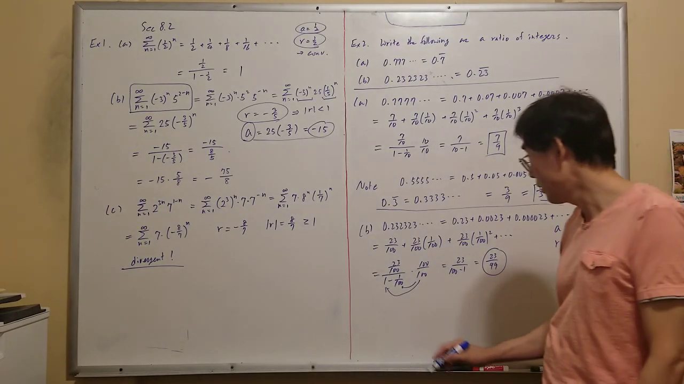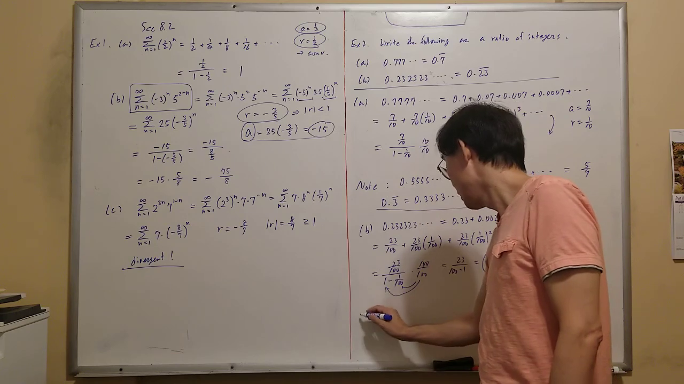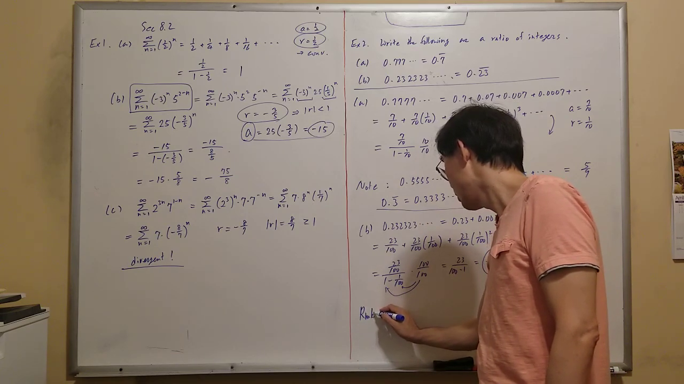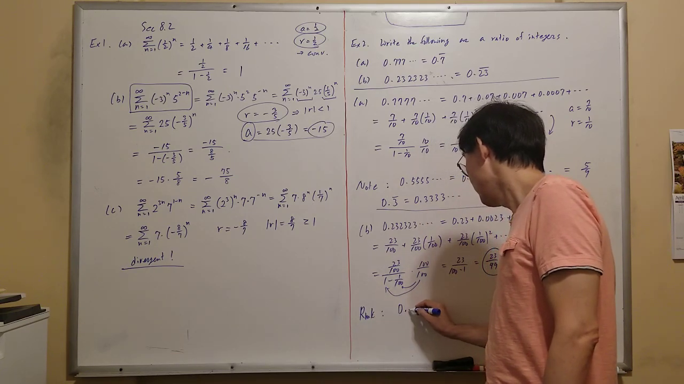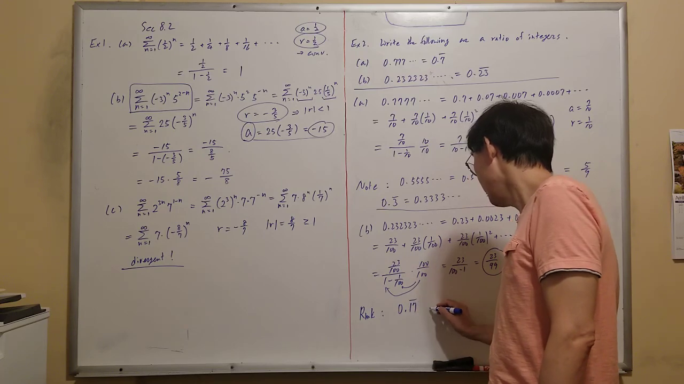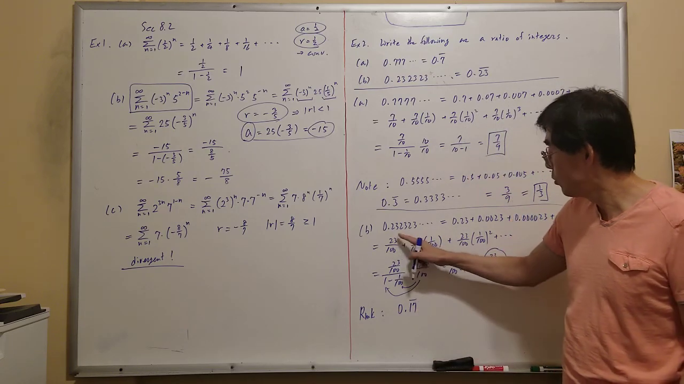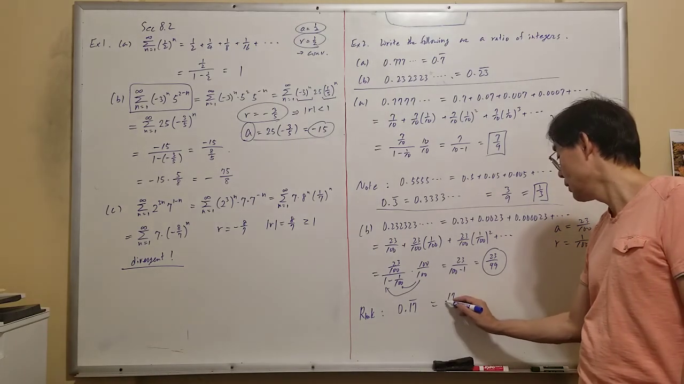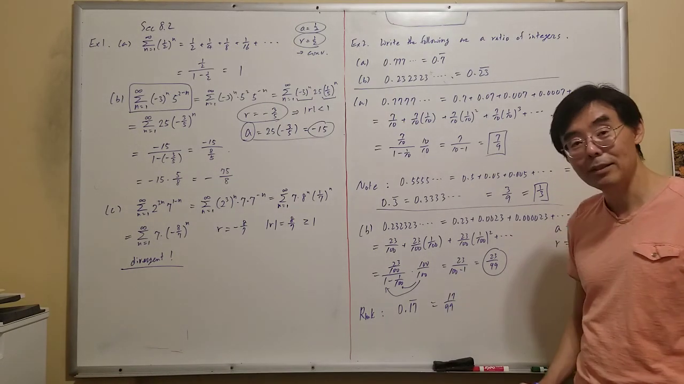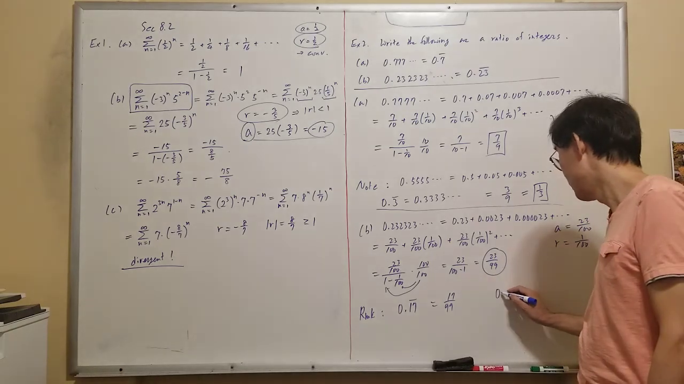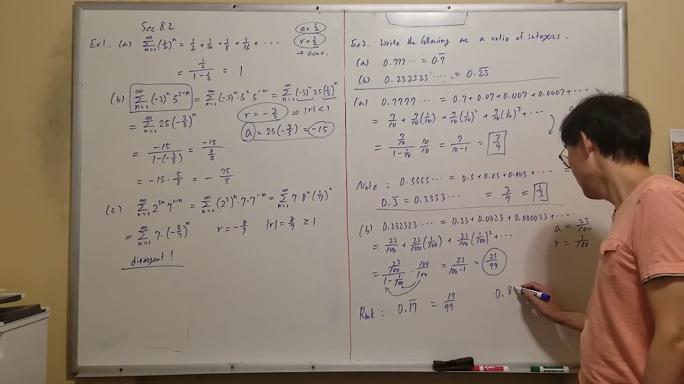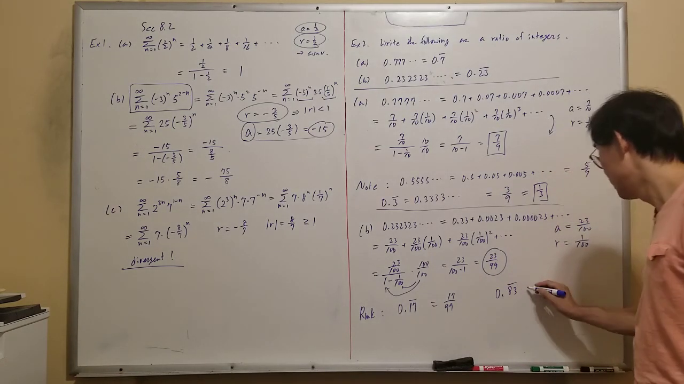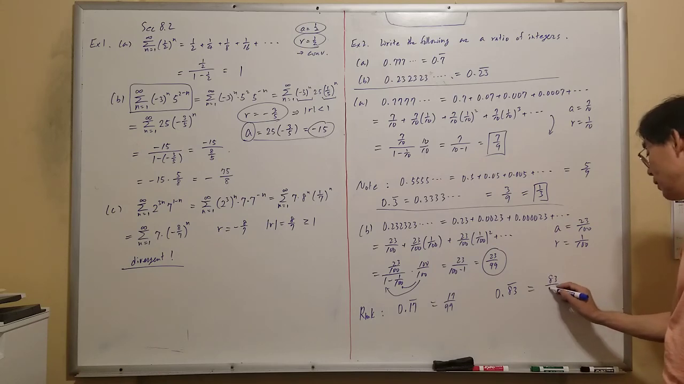So as you can guess then, as a remark: if you have 17 bar, then instead of 23, you're going to have 17 over 99. If you have 83 bar, then it's going to be 83 over 99.